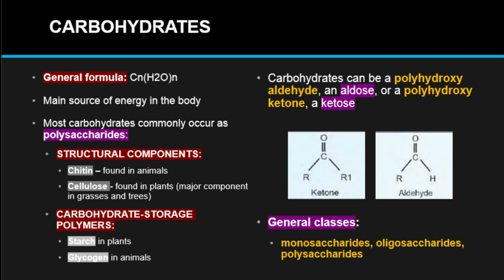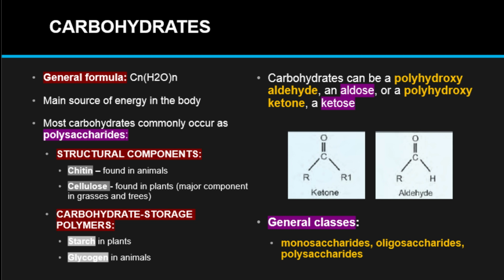So carbohydrates have the general formula CnH2nOn, where n is equal to 3 or more. However, this formula is not applicable for all carbohydrates. It's for monosaccharides only. They are considered to be the main source of energy in the body, and the cells that utilize carbohydrates as the main source of energy are brain cells and red blood cells. Most carbohydrates occur as polysaccharides.